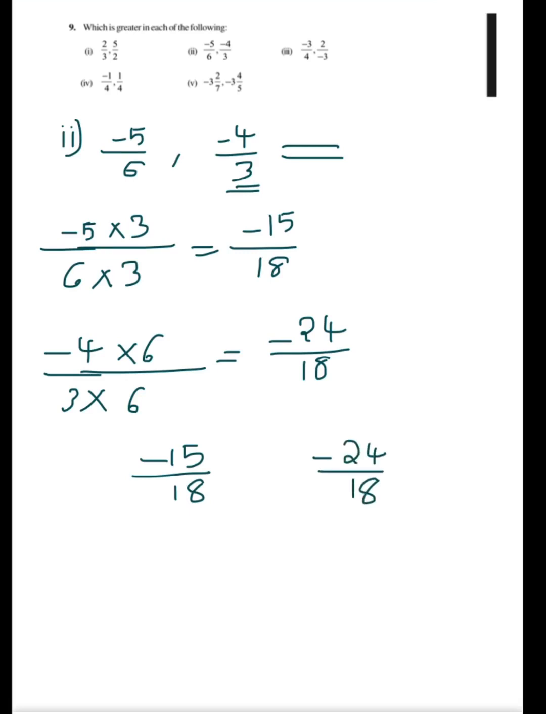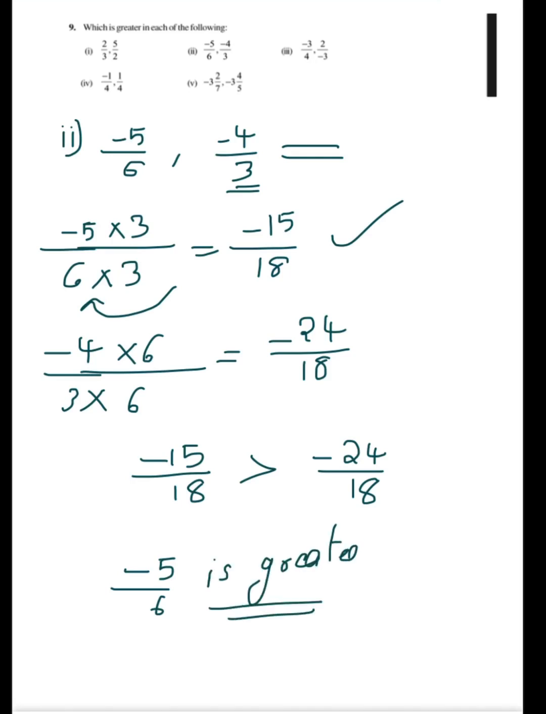Actually, without considering the negative sign, 24 is greater. But when you are considering the negative sign, the sign gets reversed, and minus 15 by 18 will be greater. Okay. So minus 15 by 18 means what? This one, or you can say minus 5 by 6. Okay, minus 5 by 6 is greater.